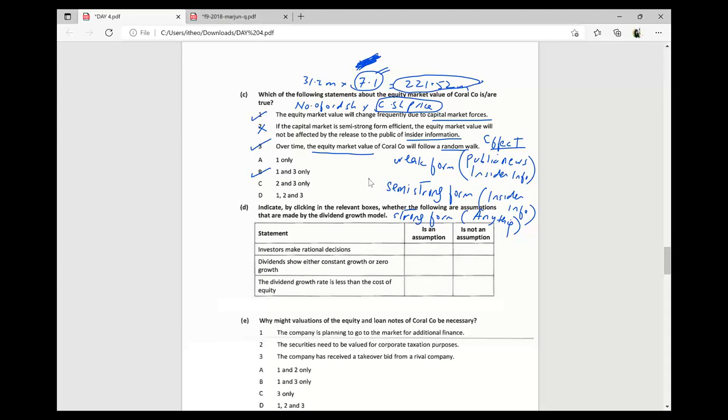ACCA does not publish the section B questions of all attempts. For one or two attempts, you may get it from the website. Now, indicate by clicking in the relevant boxes whether the following are assumptions that are made by the dividend growth model.